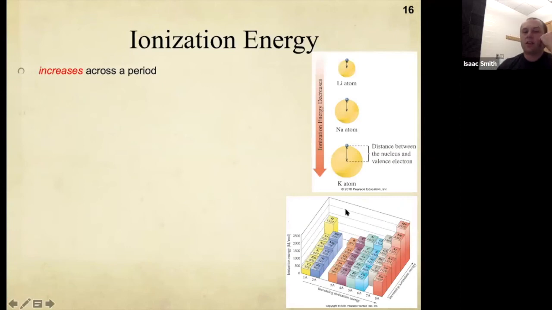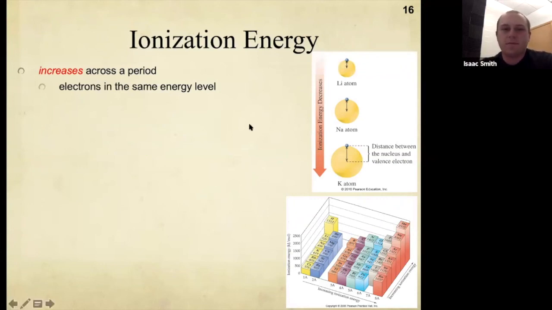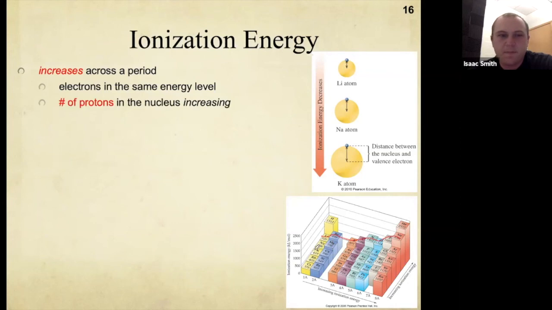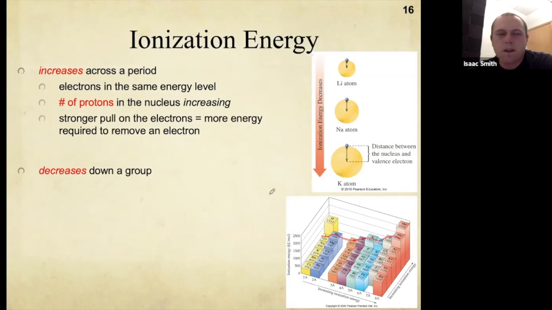So, increasing across a period, you have electrons in the same energy level, right? If we're looking at the second period, it's lithium, beryllium, boron, carbon, nitrogen, oxygen, fluorine, neon. So that would be moving right across the second period. The number of protons in the nucleus is increasing as we do this, right? So there's a stronger pull on the electrons, we kind of talked about this.